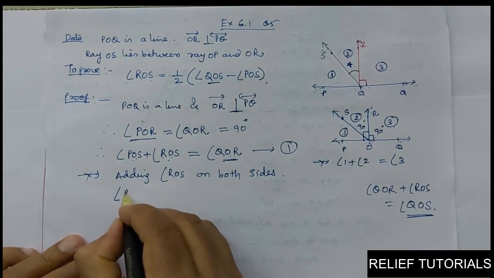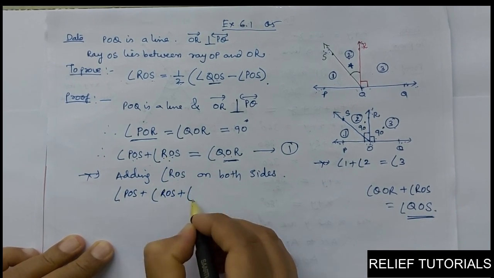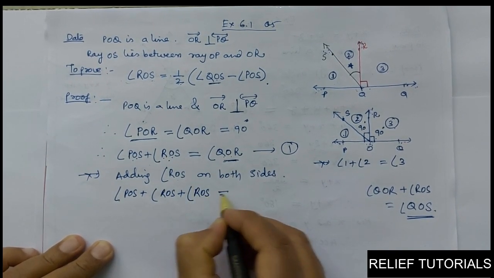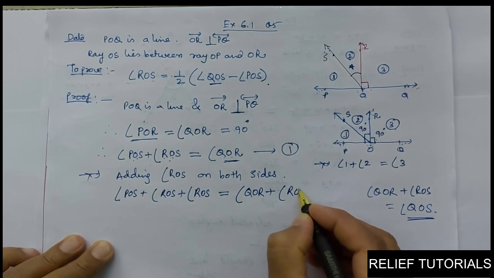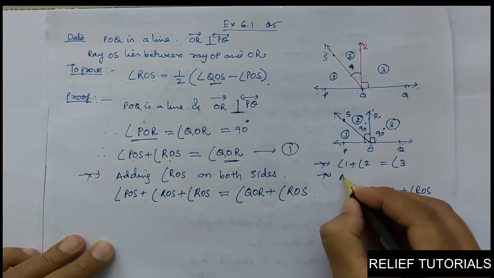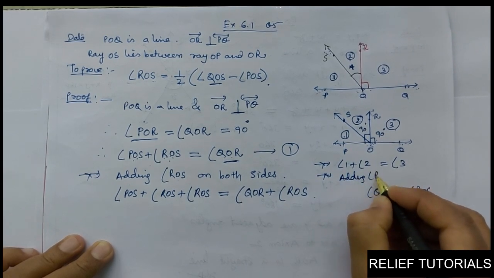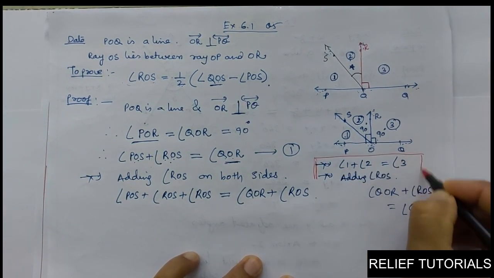So what will you get? Angle POS plus, already we have angle ROS, again we are adding one angle ROS, is equal to angle QOR plus angle ROS. So the second point is adding angle ROS on both the sides. So you have to remember these 2 points.